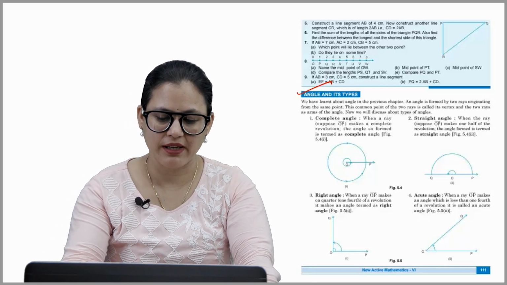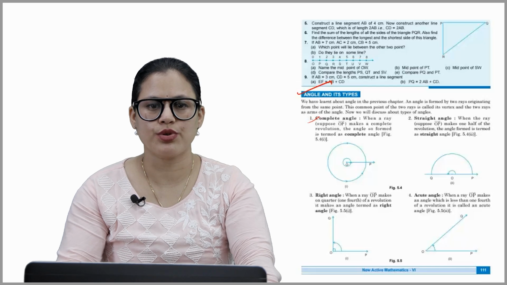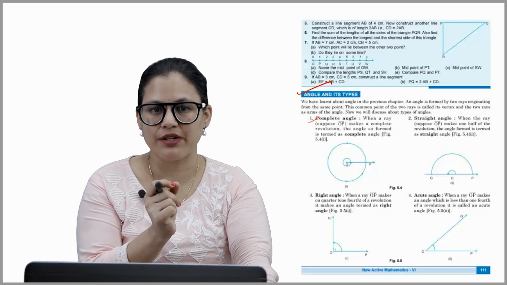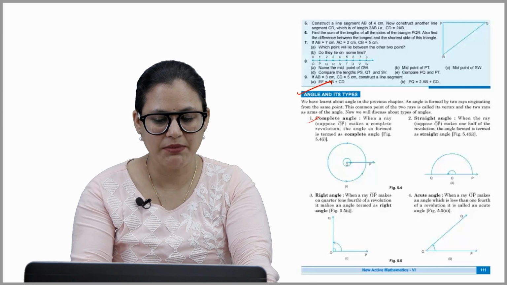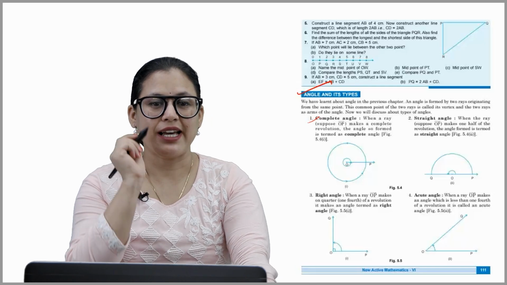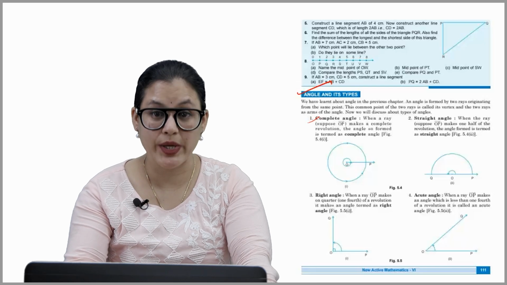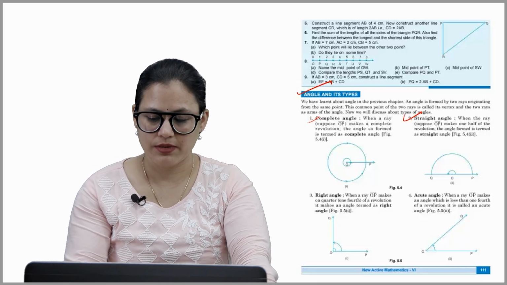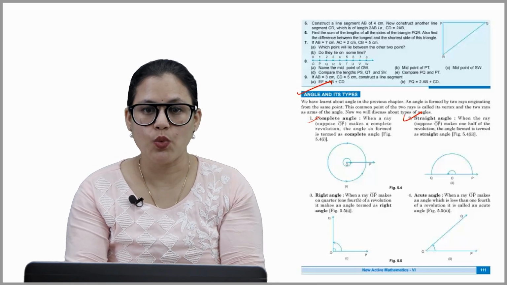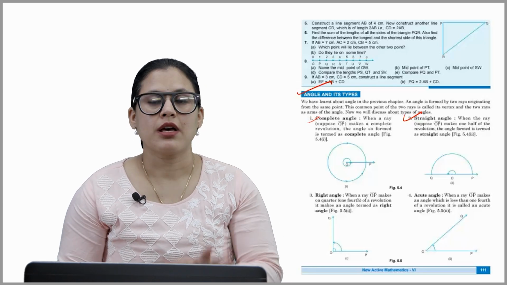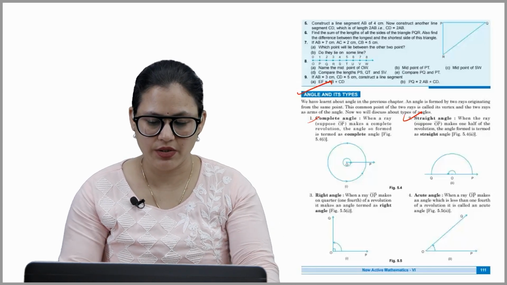Number 1, complete angle. When a ray, suppose ray OP, makes a complete revolution, the angle so formed is termed as complete angle. Number 2, straight angle. When the ray OP makes 1/2 of the revolution, the angle formed is termed as straight angle.